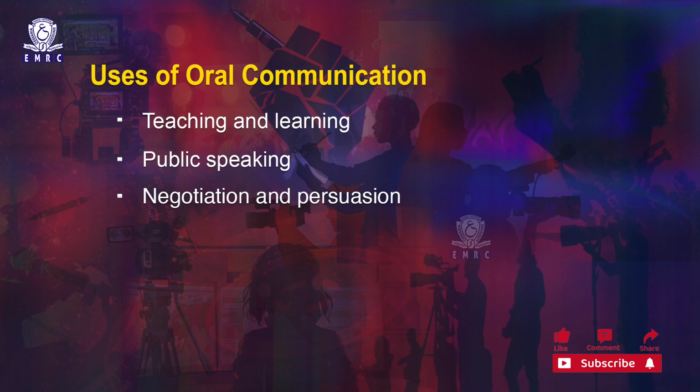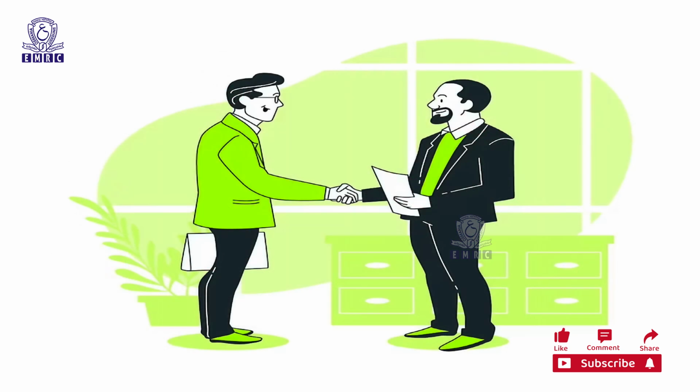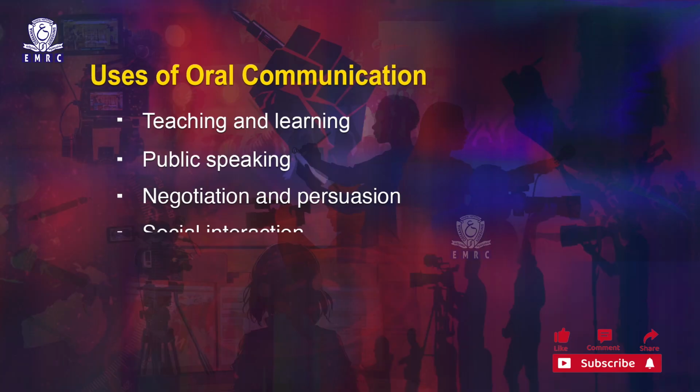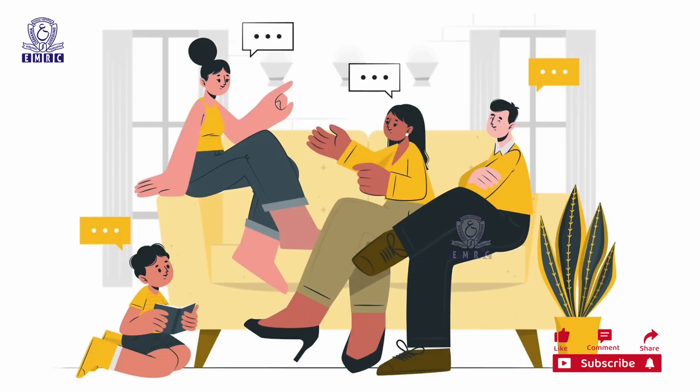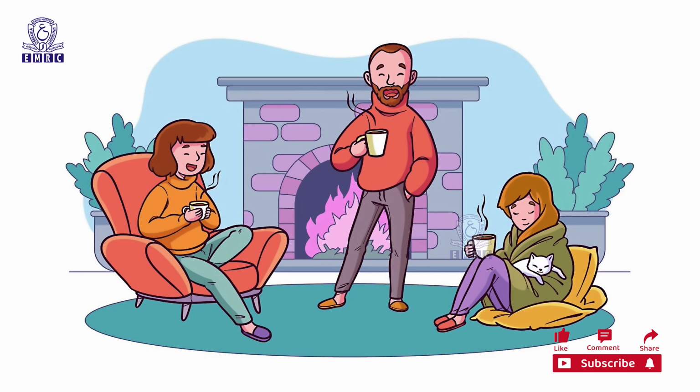Negotiation and persuasion: oral communication is crucial in negotiating scenarios where individuals aim to reach agreements. Persuasion, whether in sales, diplomacy or personal interactions, often relies on effective verbal communication. Social interaction: everyday social interactions such as casual conversations with friends, family and acquaintances rely on oral communication. It allows individuals to connect, share experiences and express emotions.